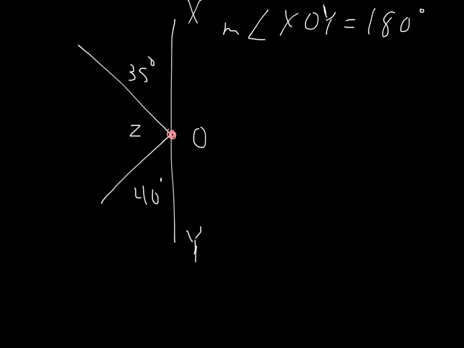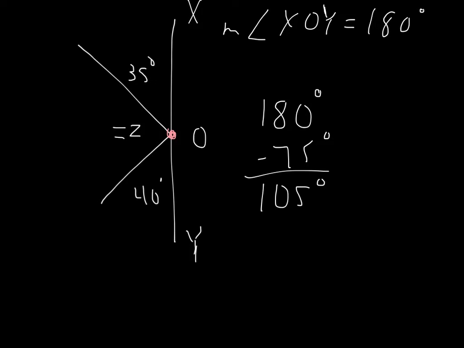And what you should have done is realize that they all add up to 180 degrees. We know that these two add up to 75 degrees. And so there's 105 degrees left. And so angle Z, its measure, is 105 degrees. And that's how we can use the adjacent angles when on a straight line. Using that 180 degrees around a straight line is very, very helpful with what we do in math.